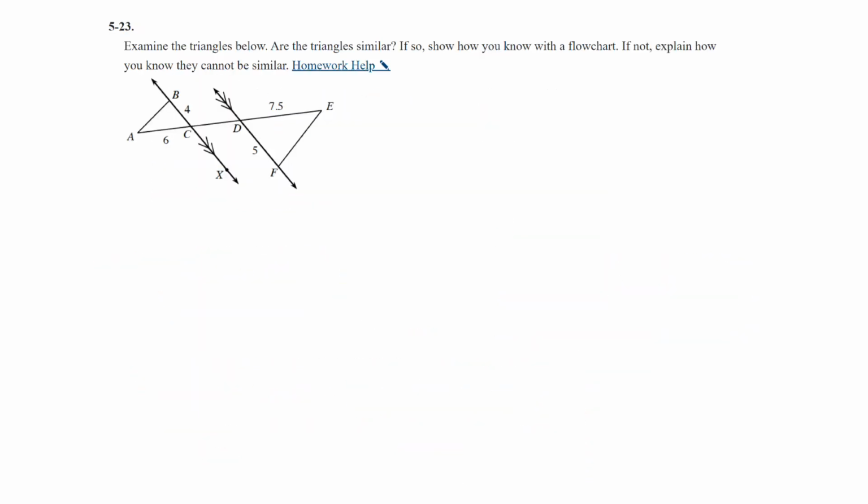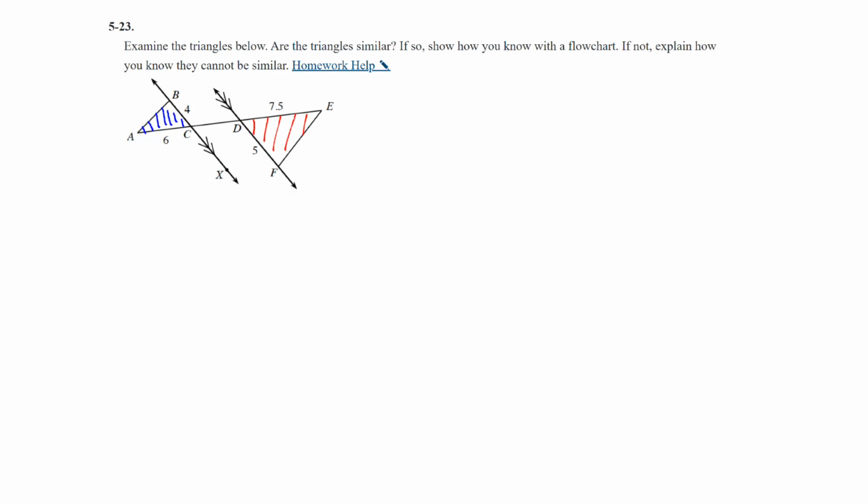Question 23, examine the triangles below. Are the triangles similar? If so, show how you know with the flowchart. If not, explain how you know they cannot be similar. So there's only really two triangles up here since they didn't tell us which ones we're looking at, and it appears we're looking at triangle ABC and DEF, and we're trying to see if they are similar.